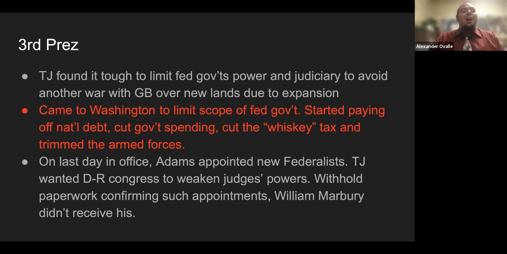On the last day in office, however, John Adams appointed new Federalists to be judges, knowing that judges serve for life. Thomas Jefferson wanted the Democratic Republican Congress to weaken the judges' powers. So he withheld paperwork confirming such appointments, such as Federalist William Marbury did not receive his, and there's a whole issue with that.